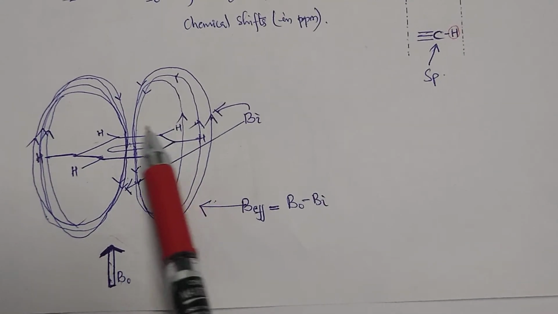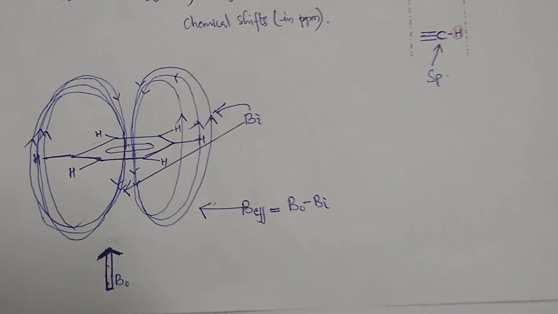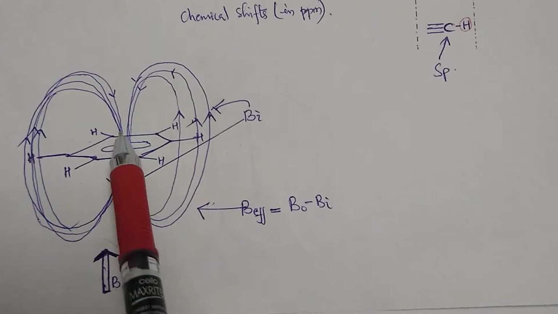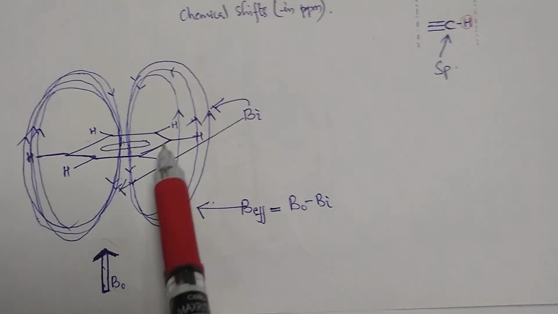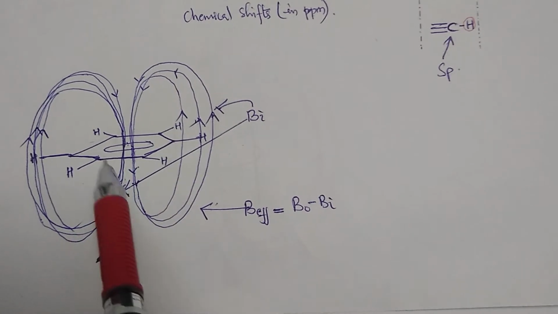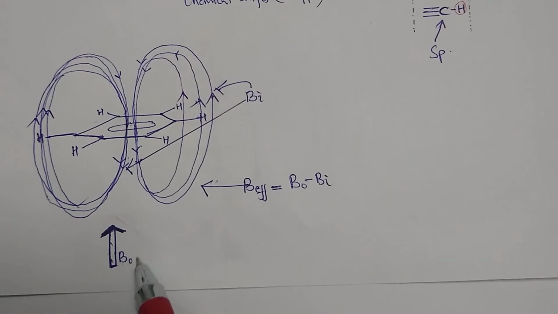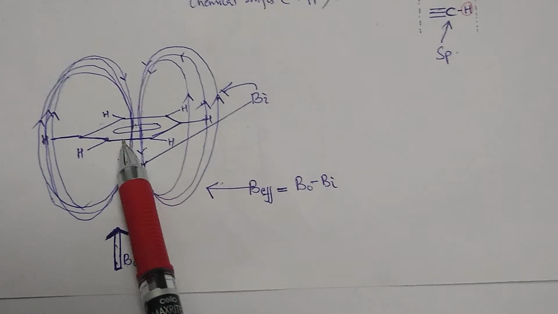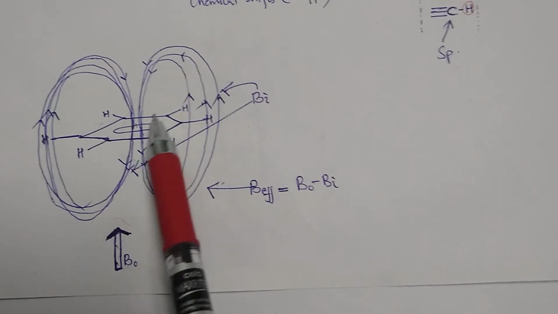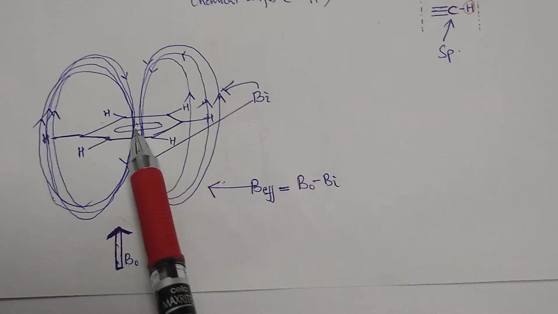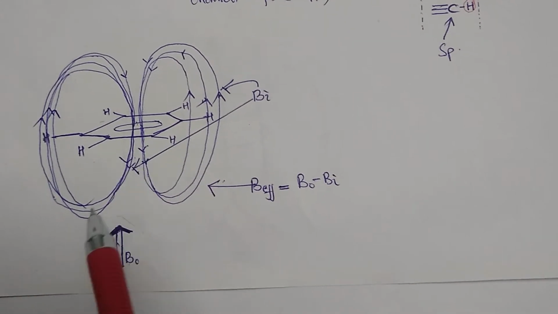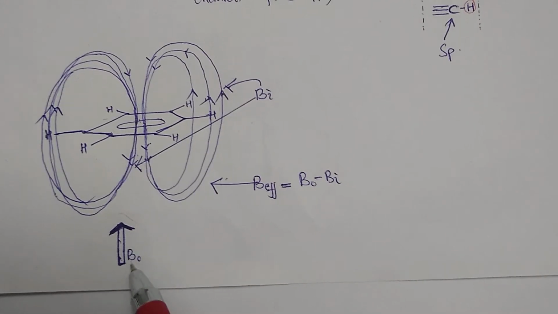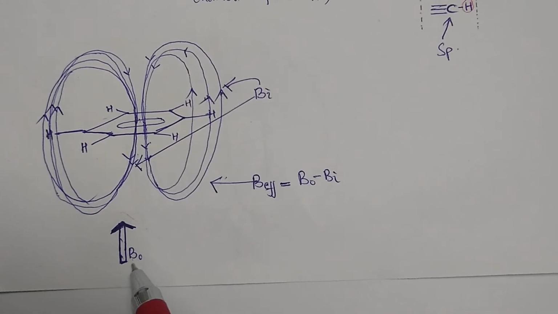A benzene ring can be drawn like this in a plane. The electron density in the benzene ring is delocalized in the ring by resonance. Once we apply the external magnetic field, that is B naught, the electrons align their movement in such a direction that an induced magnetic field is generated, which is in the opposite direction to that of the applied magnetic field.